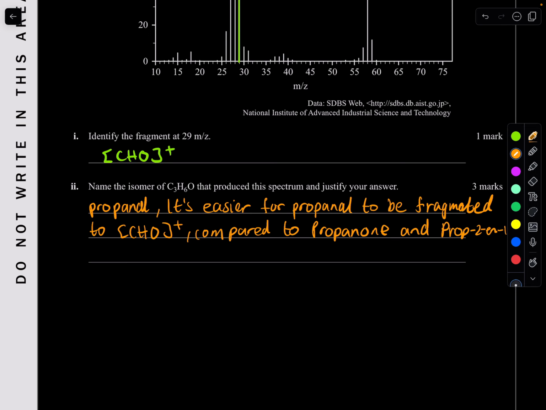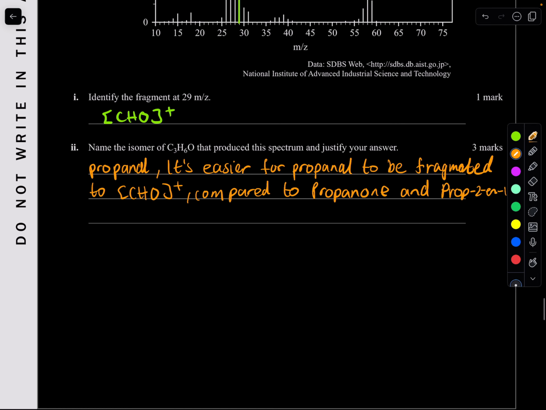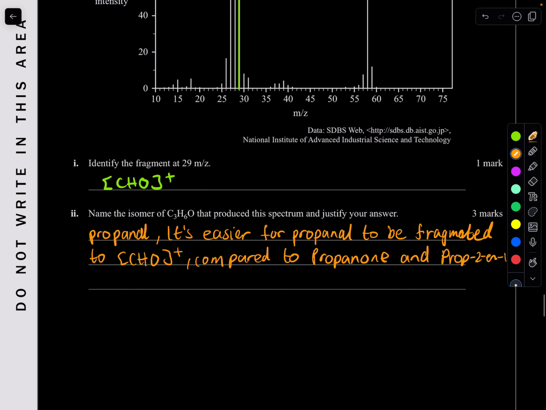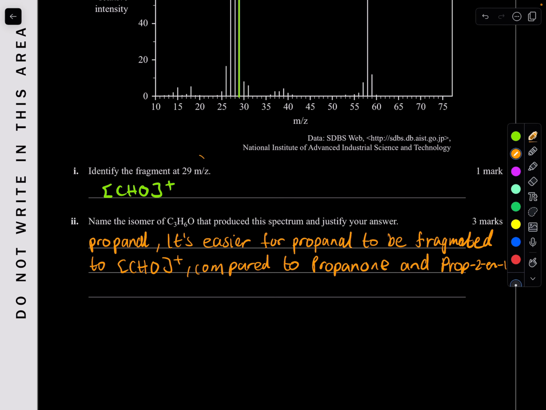This is actually hard to write because it's 3 marks for just this much writing. It's easier for propanal to be fragmented to this compared to propanone and propene-1-ol. Of course, propanone and propene-1-ol can be fragmented, but it's much harder for them to be fragmented to that. And one more thing, to give the full mark, is to justify it.